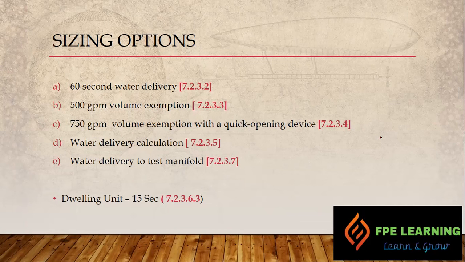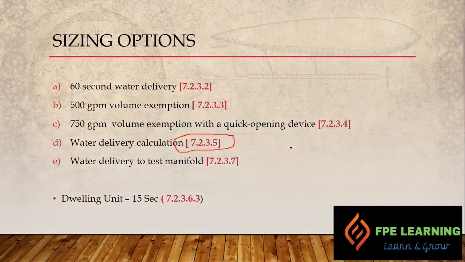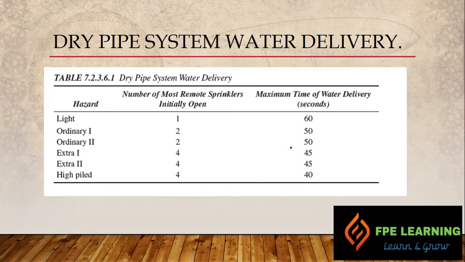So these are the requirements. Water delivery calculation in option D as per 7.2.3.5, right? They are referring to a table. Here is our table. Now this table is for option D, sorry, in the previous slide, option D, 7.2.3.5. Here we have water delivery time in seconds for different types of hazards: light, ordinary 1 and 2, extra 1 and 2, and high pile.